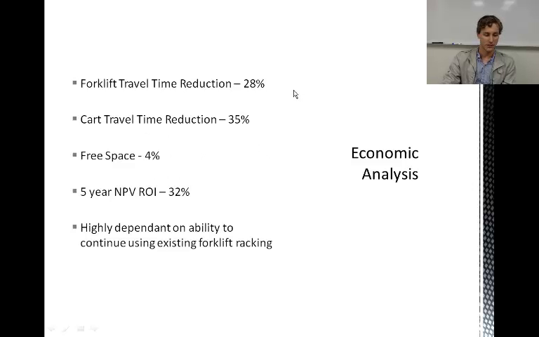So what that comes down to for the economics is the forklift travel time reduction comes out to about 28%, the cart travel time reduction comes out to about 35%, and we freed up 4% of the facility space, which isn't a whole lot, but it's a pretty big facility, so you could put something in 4%. And that comes from taking the forklift items off of the top of the shelves and cramming the manual items a little closer together as far as the aisle width goes, which was still pretty lenient. It wasn't like they were crammed in there in the dark.